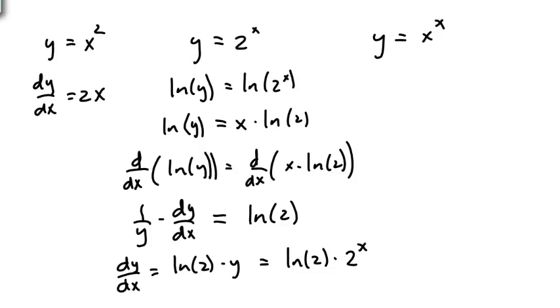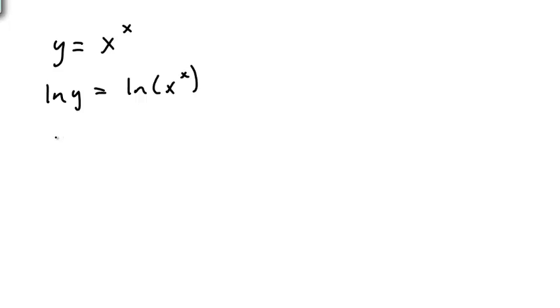Let's do this last one all by itself. Same sort of thing. We didn't do this last semester. Shame on me, but hey, it's never too late. X to the x. Take the natural log of both sides. Natural log of y is natural log of x to the x. You can bring that exponent in front. Natural log of y is x times the natural log of x.